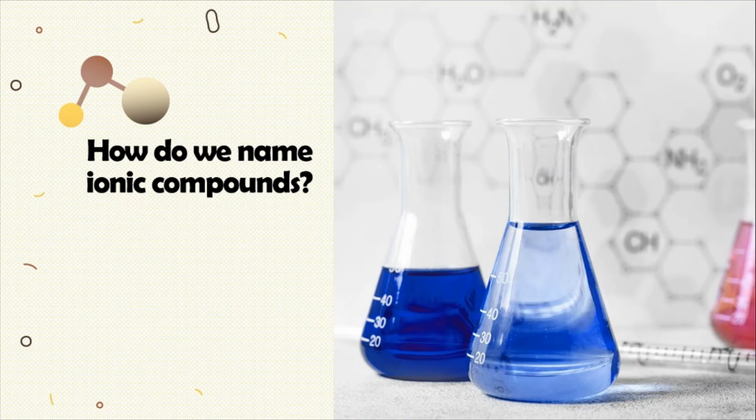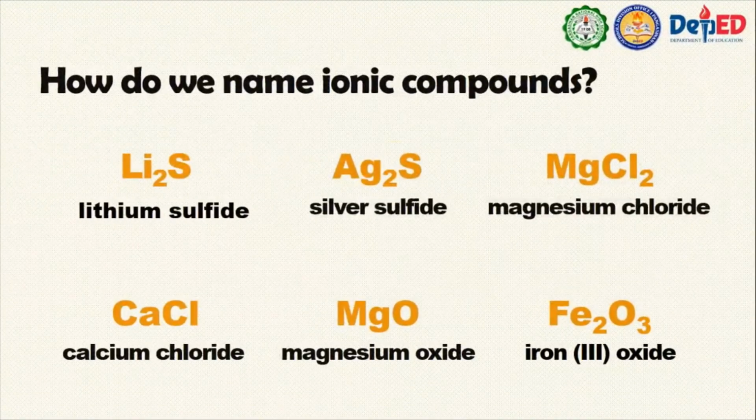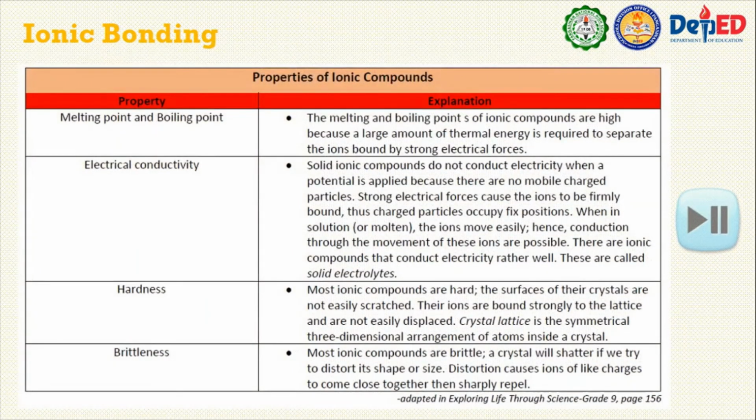Now, let's learn how do we name ionic compounds. Naming an ionic compound is done by naming the metal element first, followed by the non-metal element with an IDE ending. Let's take a look at these examples. Lithium sulfide, silver sulfide, magnesium chloride, calcium chloride, magnesium oxide, iron oxide. These are the properties of ionic compounds.